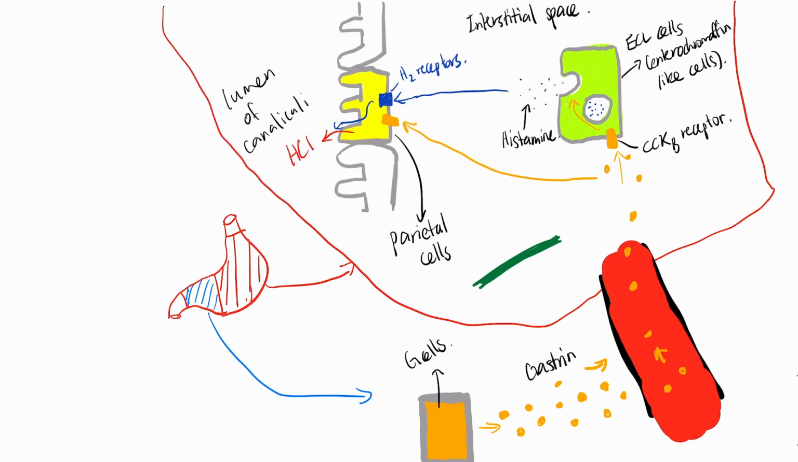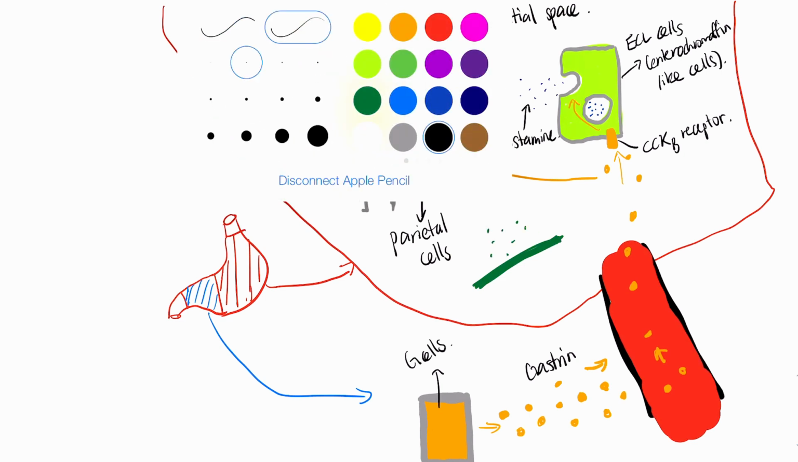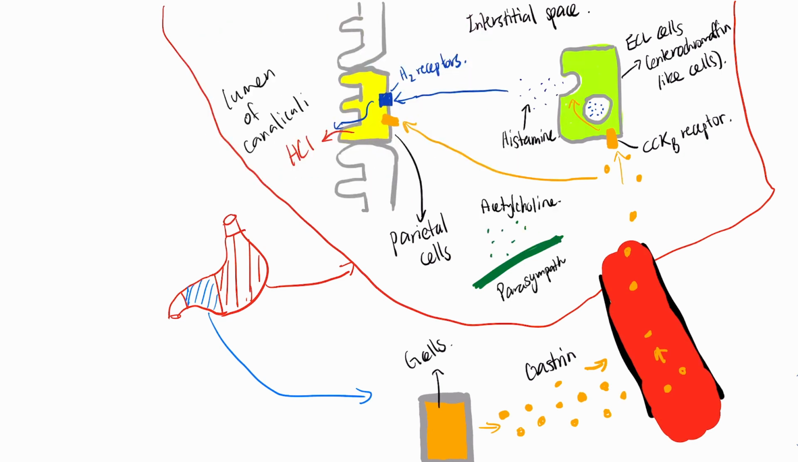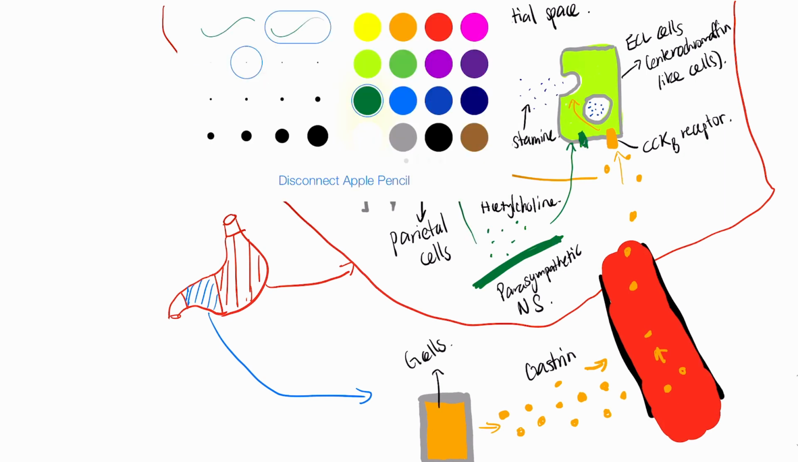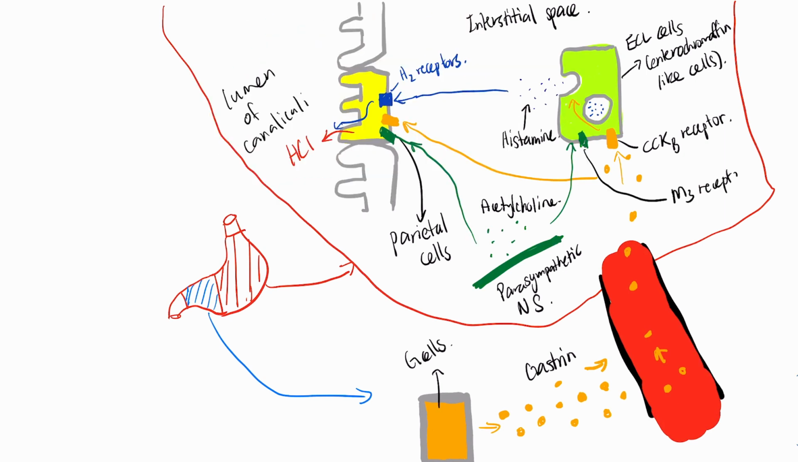Lastly, we have acetylcholine, which is the chief neurotransmitter of the parasympathetic nervous system. It can bind to M3 receptors, muscarinic receptors, on both parietal cells and the ECL cells. This can stimulate the secretion of histamine from ECL cells, which will eventually lead to hydrochloric acid release. It can also bind directly to parietal cells, which stimulates the secretion of hydrochloric acid.